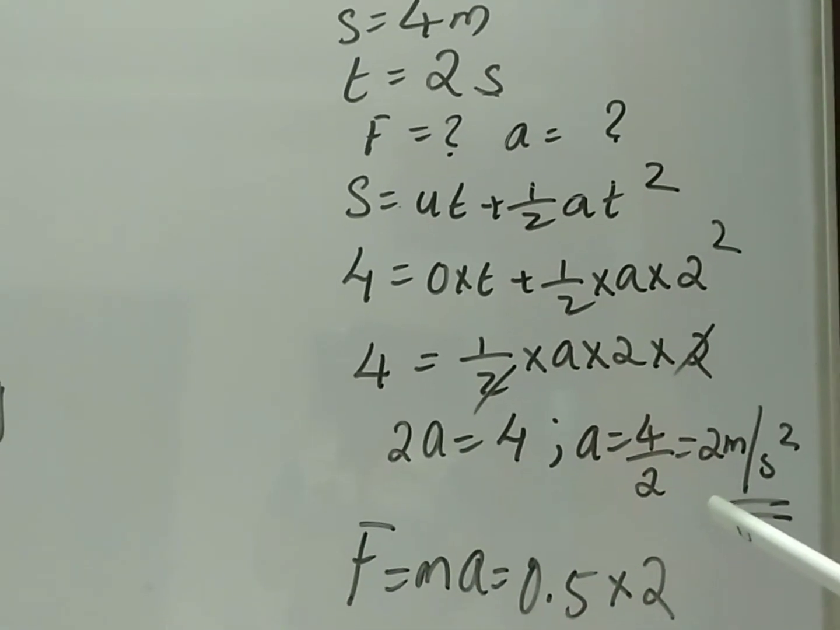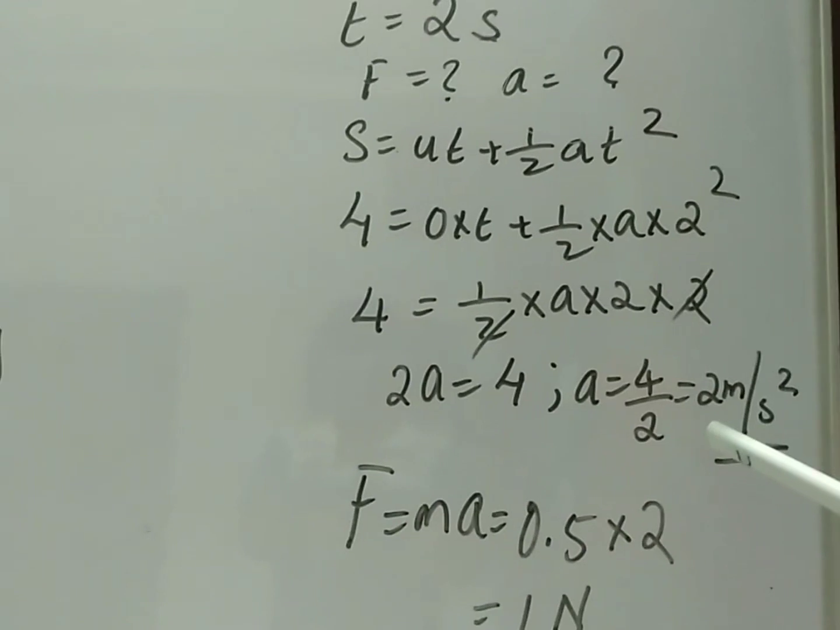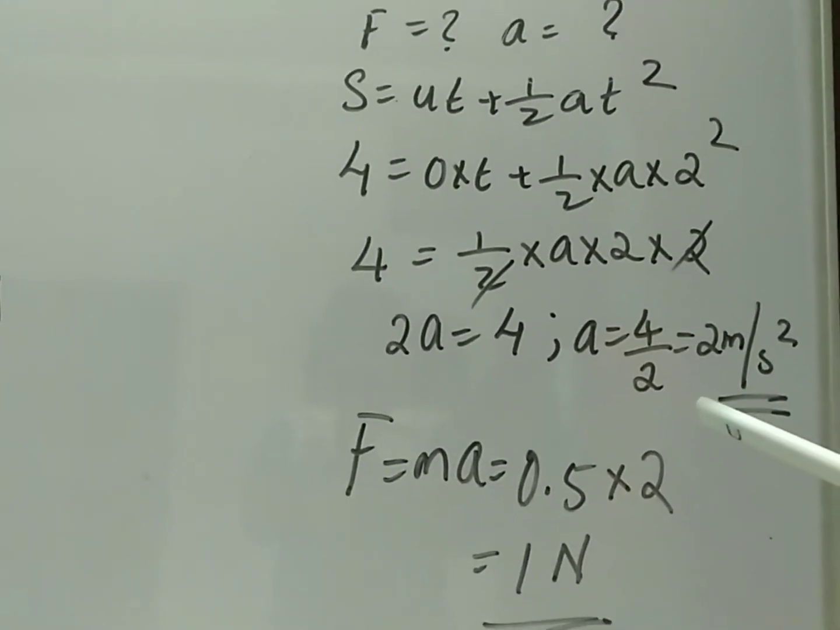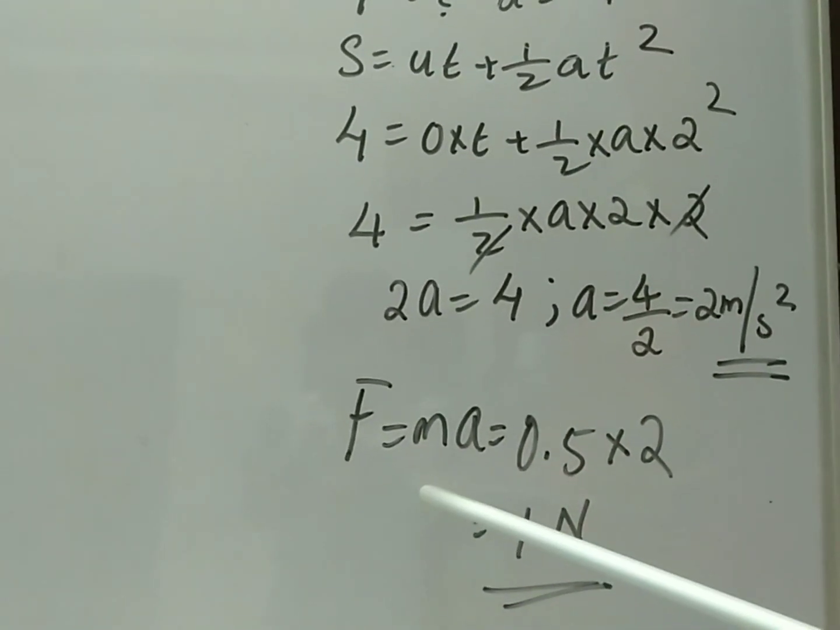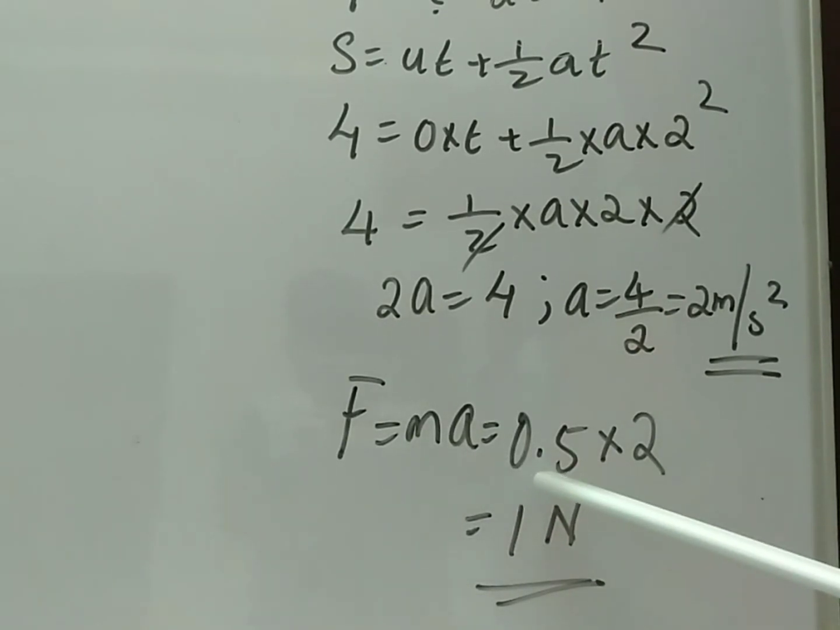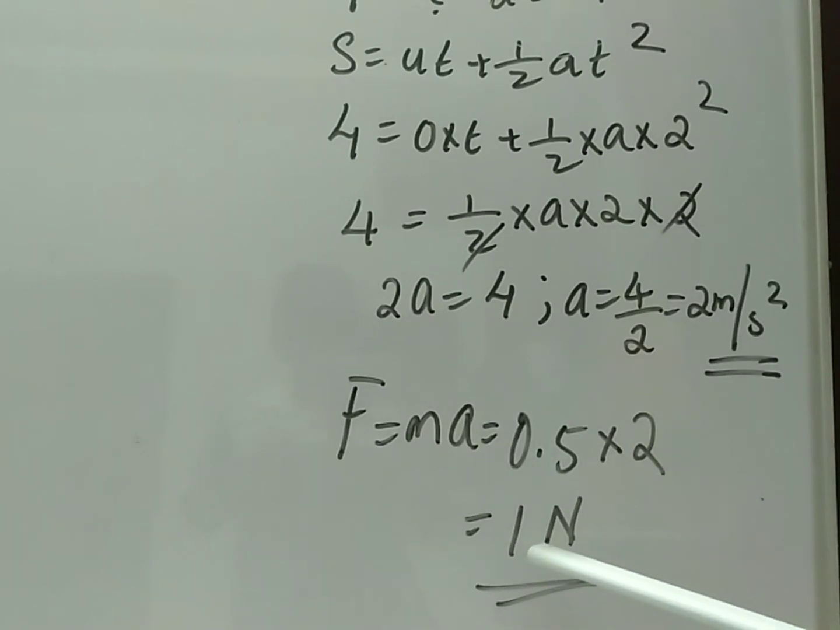Our question is to find the force. How much force is applied? Formula for force: F is equal to ma. Mass into acceleration. Mass is 0.5. Acceleration just now we got, 2 meter per second square. So we got 0.5 into 2, that is 1 Newton.